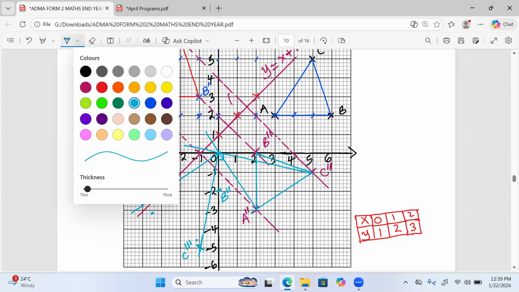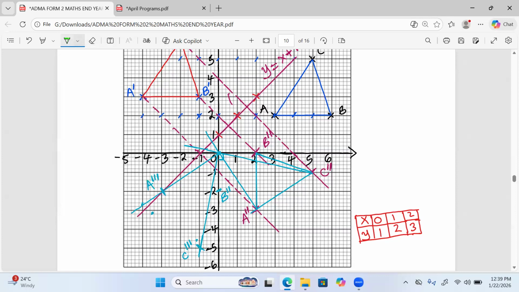So with A triple prime, B triple prime, C triple prime, all of them, I can now connect A to B, again to C, then to B. So you see, we have now all the triangles like that.